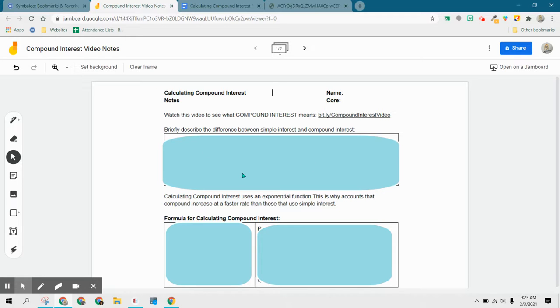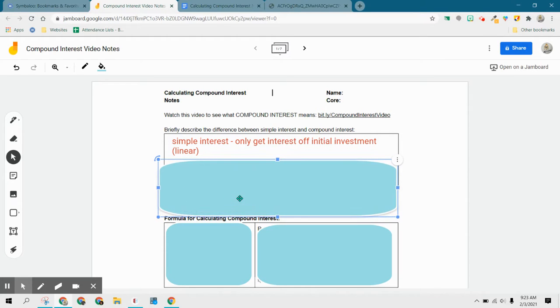But you should have learned from that video that with simple interest, you only gain interest off your initial investment. So that initial amount of money you deposit, that's all that's going to draw interest. And that's going to look like a linear relationship. So you're going to get the same amount of interest every time they calculate it. The interest will be a percentage of that initial deposit. So it's a constant, like the same amount, it'll grow the same amount every month.